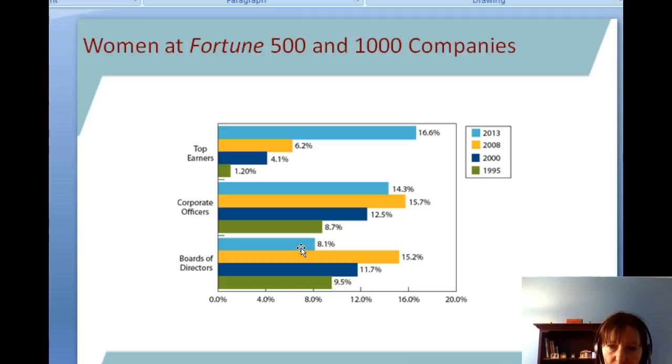And when any group is excluded or appears in small percentages in these key decision-making roles, the decisions that are made aren't going to reflect the needs of women employees at the organization, for example. And we see similar patterns with minorities as well, although the numbers are even smaller when you look at top earners, corporate officers, and boards of directors who are African American or Latino or Asian for that matter.